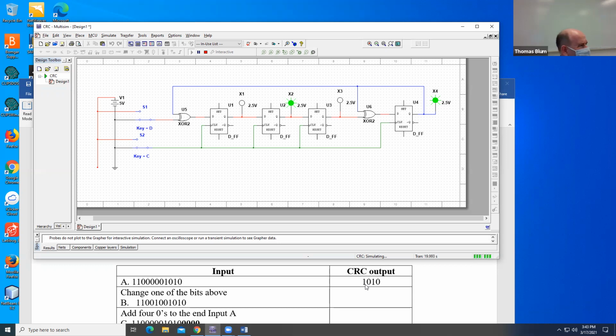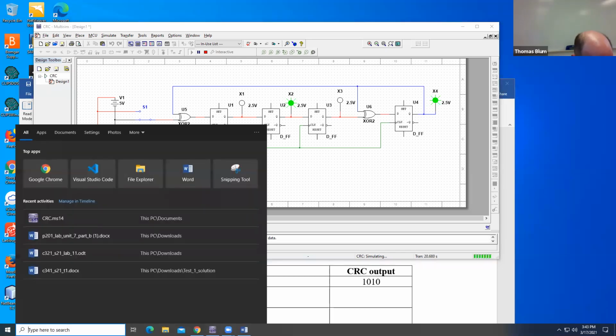So that's somewhere in the 90s, right? So let me do it. Calculator.